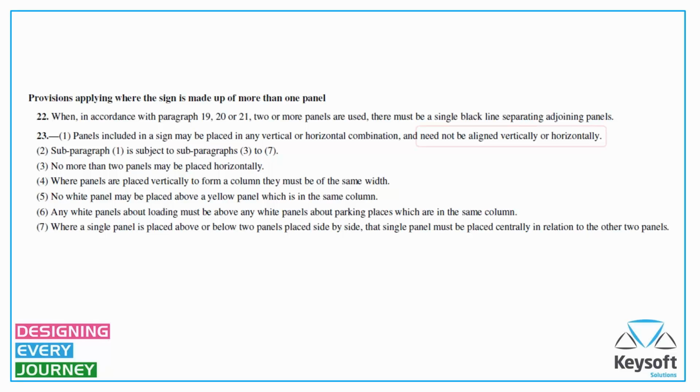Again, there's a lot of text on there, but the thing just to highlight is the flexibility that's enshrined, encapsulated, if you like, in the text. Panels included in a sign may be placed in any vertical or horizontal combination, but need not be aligned vertically or horizontally. No more than 2 panels may be placed horizontally. That's an important restriction, obviously, we need to echo within the software. And where panels are placed vertically, they must be of the same width.